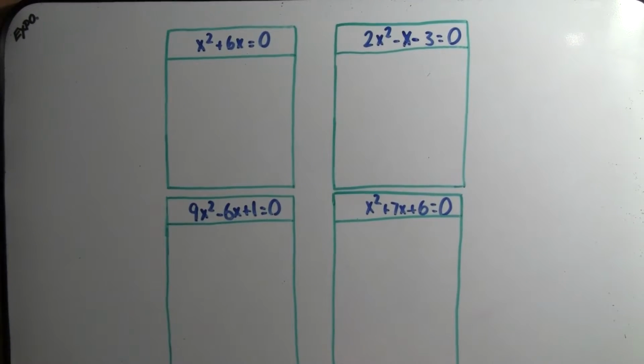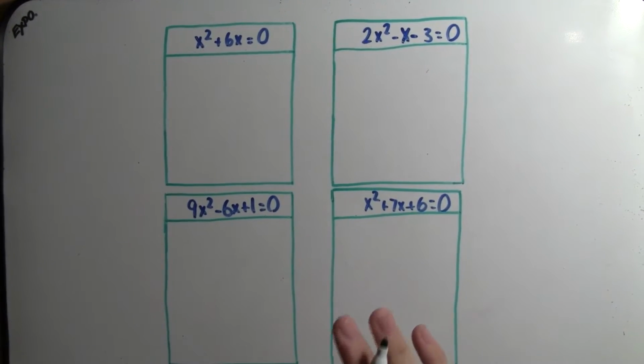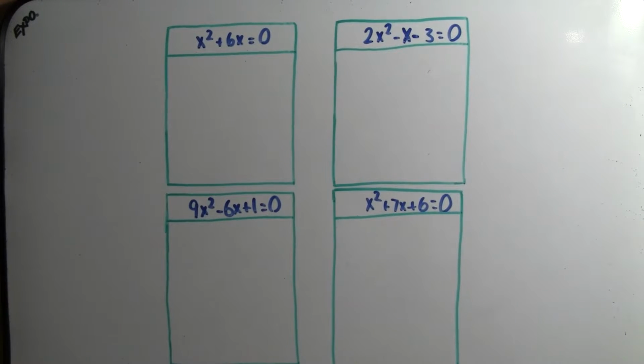In this video, we're going to try to solve 4 different sample quadratic equation problems by factoring. So let's take a look at this first example here. x squared plus 6x plus 0, x squared plus 6x equals 0, excuse me.